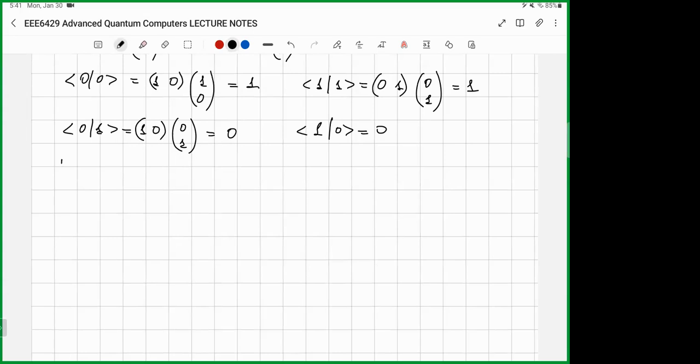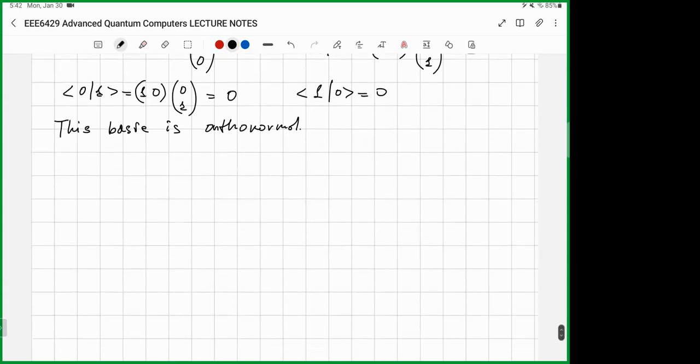So this basis is orthonormal, and this is the fundamental basis. Of course, we can introduce many other bases, and we will introduce some of them in a while. But this is the fundamental basis in the two-dimensional Hilbert space.